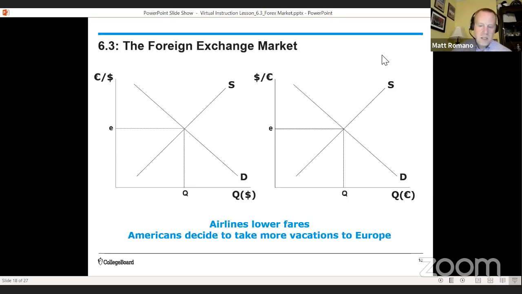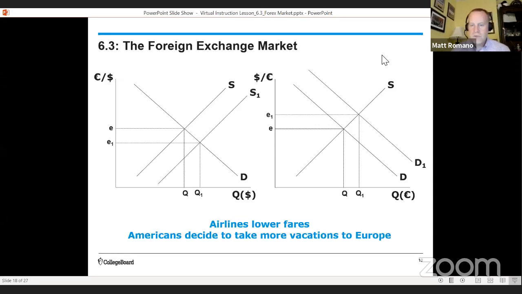In order to get the euros that you're going to use on your trip, you have to supply dollars to the foreign exchange market. You're coming with your dollars. You're coming to this foreign exchange market saying, here, take my dollars. I don't need them anymore. You take them. Those dollars weren't on the foreign exchange market initially, but now they are. That causes an increase in the supply of dollars, and then you're demanding euros at that market. So demand for euros will increase.